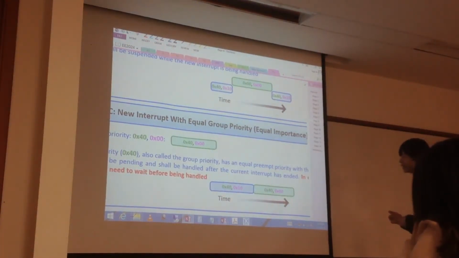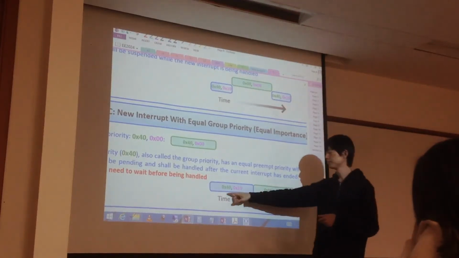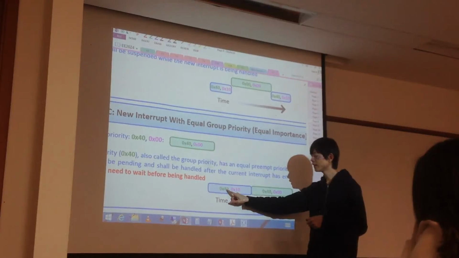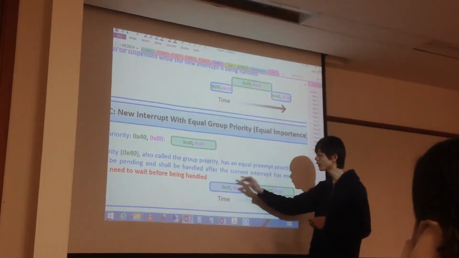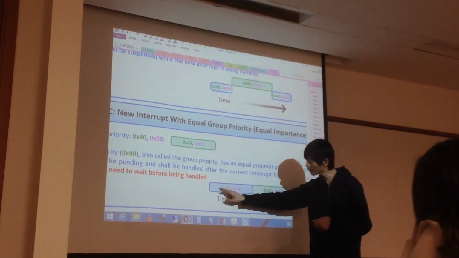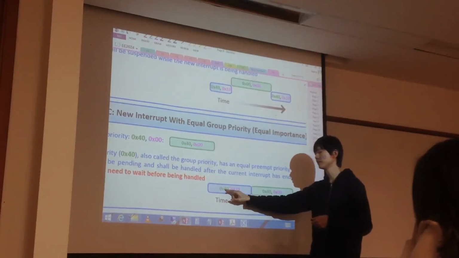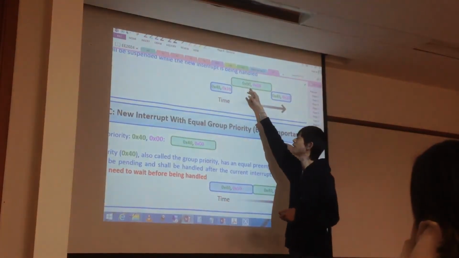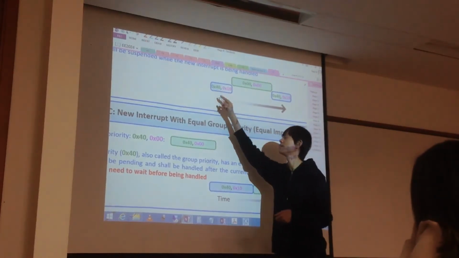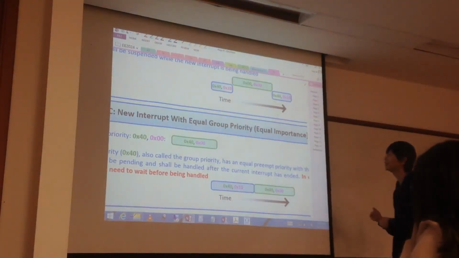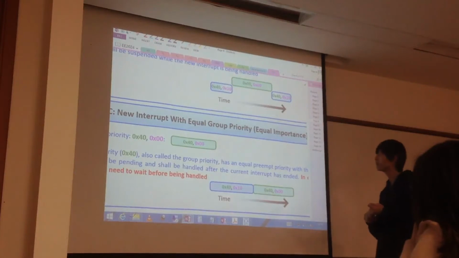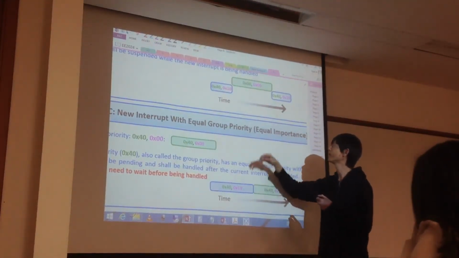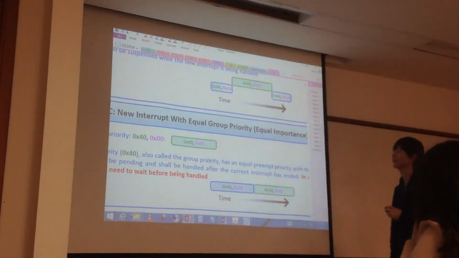So the conclusion is, if the value is higher or equal to the current value, you must wait. But if the value is lower than the current value, then I will suspend my current task and I will deal with the new task.